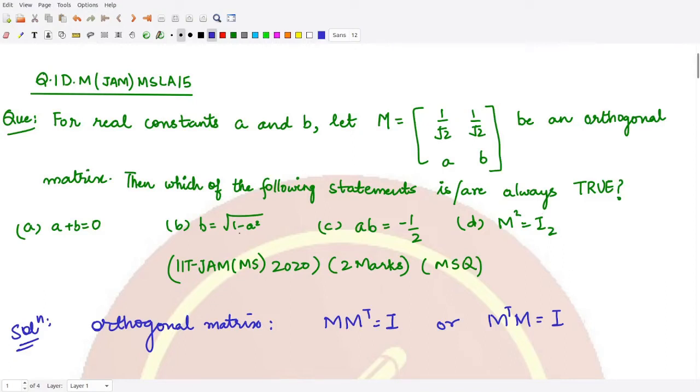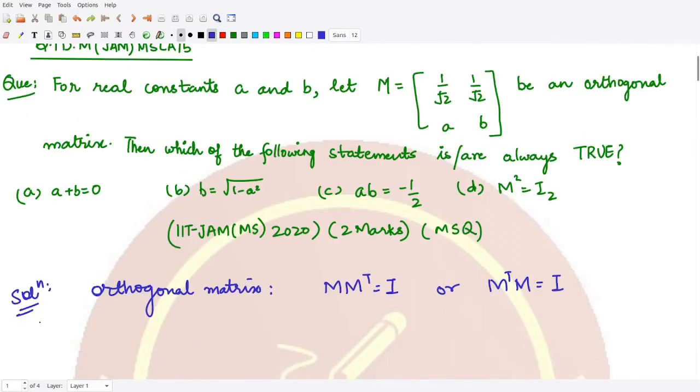Here in the options you are given certain relations among A and B. So we need to check what conditions we obtain when we apply this condition of orthogonality to the given matrix M, right? So let's start and solve this question.